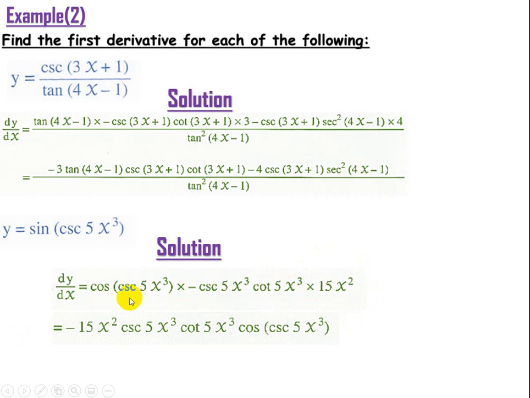Rewriting it, it will be negative 15x squared cosec 5x power 3 cotan 5x power 3 cosine (cosec 5x power 3).